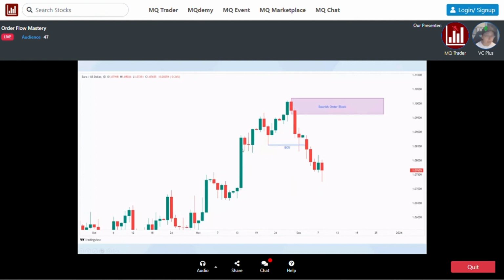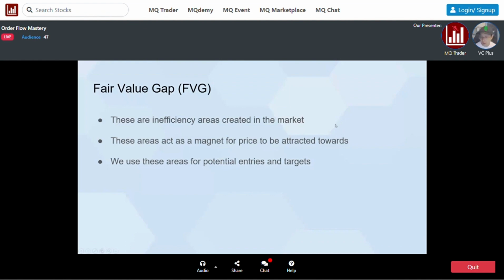On the bearish side of things, same thing. You can see where the market broke structure here, breaking and closing below that swing low. Then where is the last bullish candle? Right here. So that's going to be your bearish order block. We call this demand and supply. Again, different terms, but the principle is the same. So that's order blocks.